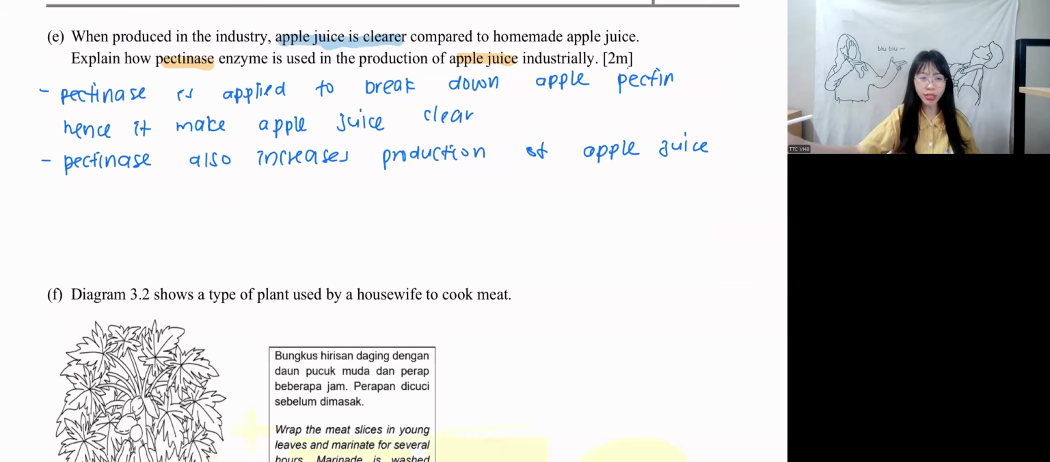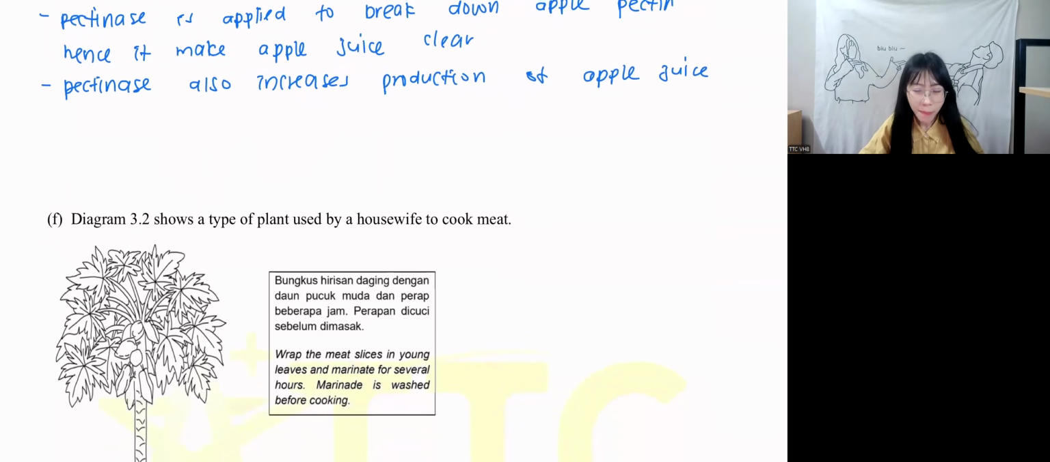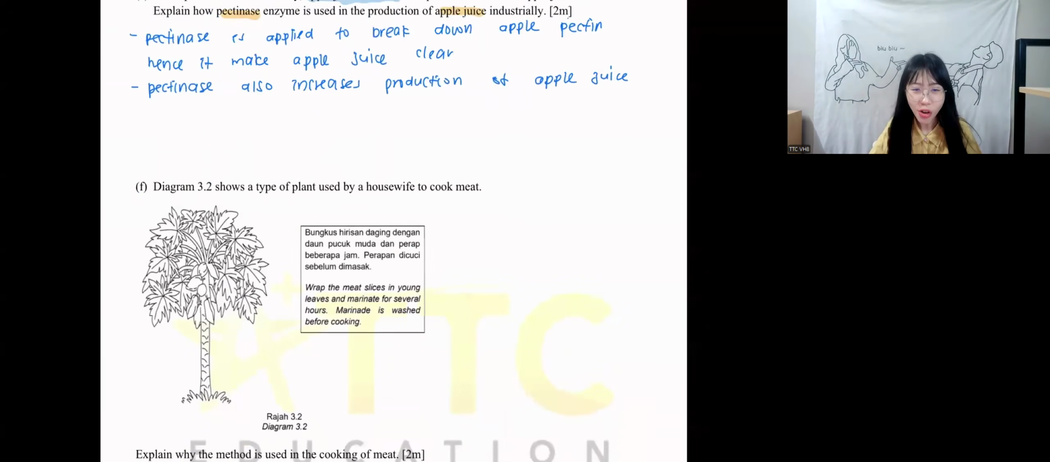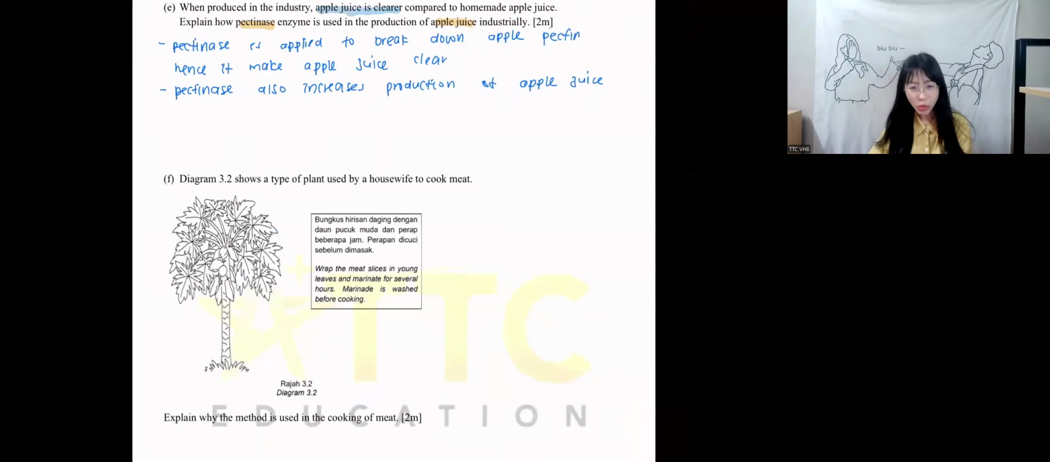Okay, Diagram 3.2 shows a type of plant used by housewives to cook meat. Wrap the meat slices in a young leaf and marinate for several hours. The meat is washed before cooking. Explain why the method is used in cooking of meat.